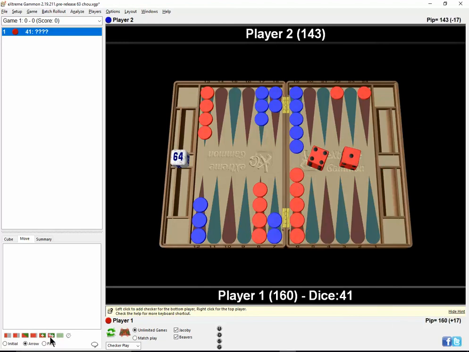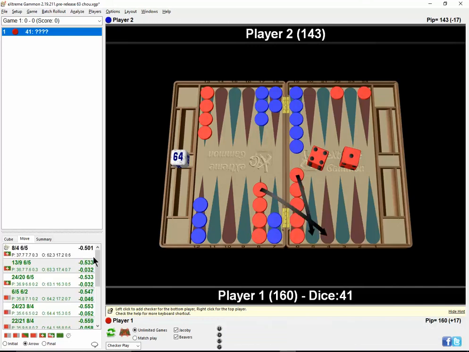Let's see what the bot says. Sure enough, it's correct. And by the way, I do look at these differences. 3% is a lot. I think anything less than 1%, I wouldn't be too concerned about. But anything more than that, I would really be concerned about. And even if it's only 1%, I want to know the logic behind it, because that will help me in future rolls and future plays.